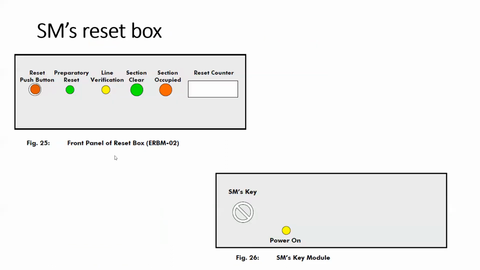This is SM's reset box. As I have told, these are very common. All makes it is same. You have a reset button, and then SM's key is available here. This is a counter. Section occupied and clear LEDs. And these 2 are the line verification, whether somebody has cooperated or not, and whether the section has reached the preparatory reset or not. These are the standard indications.